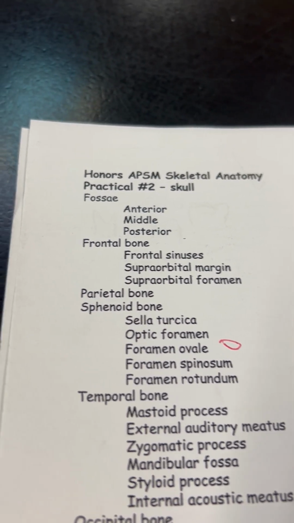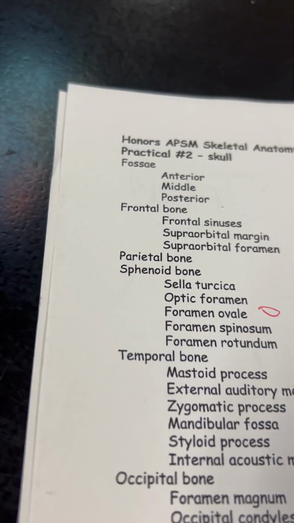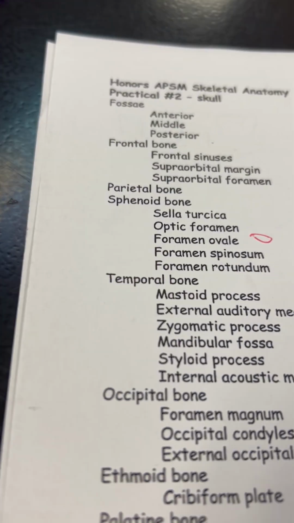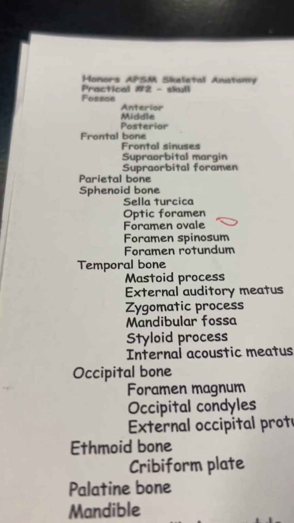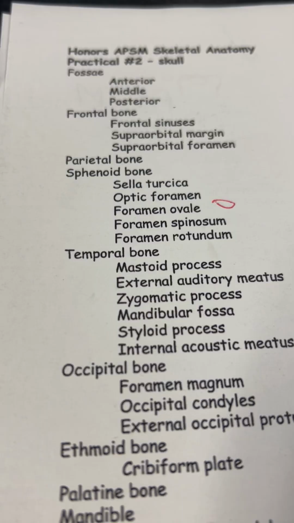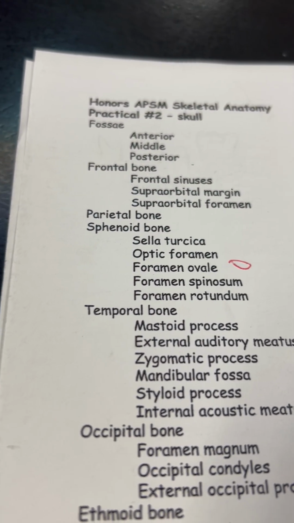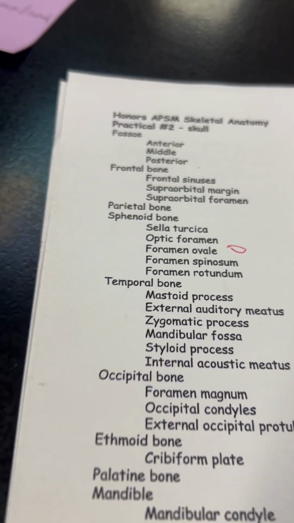Alrighty guys, this is practical number 2, the skull. I will tell you that if you do have friends that have regular anatomy, do not compare your list with theirs. You have a more extensive list. I wouldn't say a lot, but you have a little bit of a different list. So let's get started with the fossa.